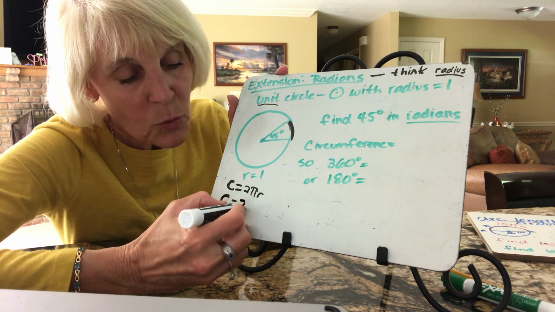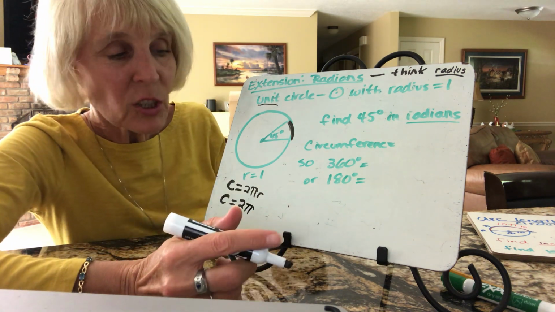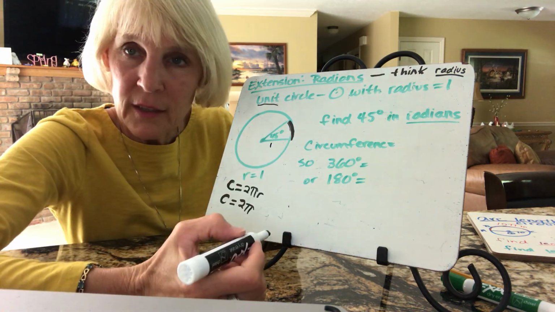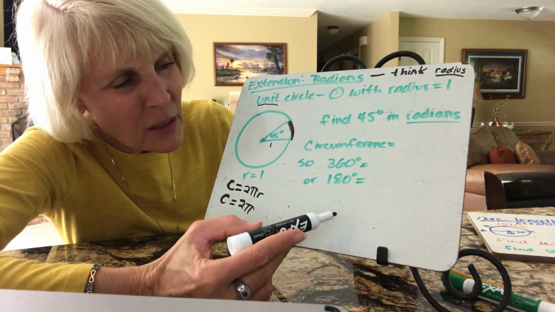2 pi times 1, or 2 pi. So it's very, very easy then. We just look at it in terms of our radius equaling 1 unit. So 45 degrees then, how am I going to do that?